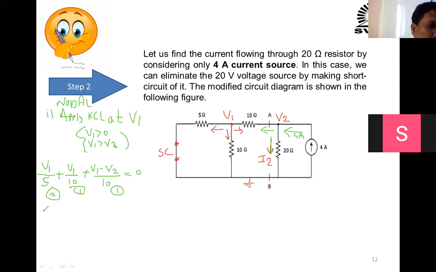Sorry, the LCM of 5 and 10 is 10 here. You multiply by 2, by 1, by 1, with respect to the numerator. So 2 into V1 becomes 2 V1. Next plus 1 into V1, that is 1 V1. Next plus 1 into V1 minus V2, divided by 10, but the right hand side is 0. So there is no constant term here. So 2 V1 plus V1 plus V1 is 4 V1, and V2 is only minus V2, equal to 0. So this is your first equation.